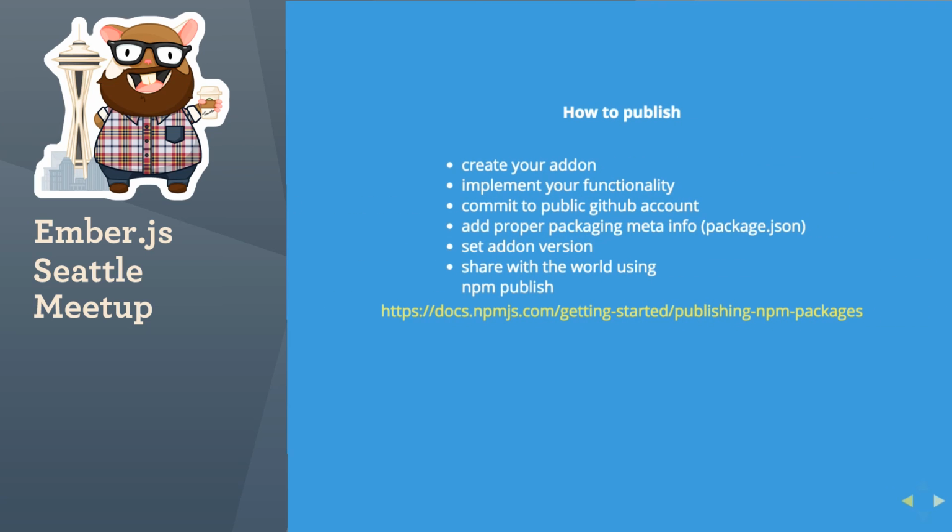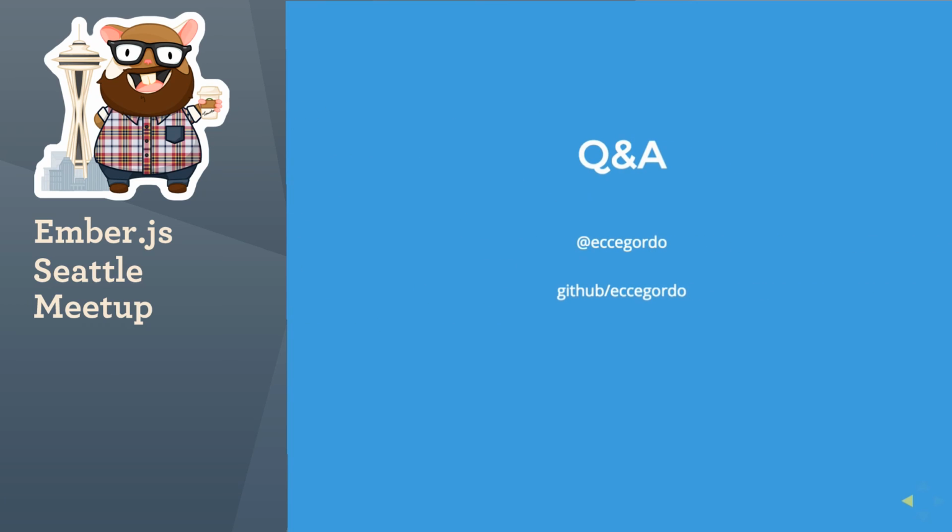How to publish. This is just a quick high-level thing. Basically, use npm publish. So you create your add-on, implement your functionality, commit to a public repo like GitHub, and add some packaging. This is done automatically when you generate the add-on: some metadata about version and add-on name and so on, a couple keywords. Set the version, try to follow semver, and then use npm publish. There's some documentation on how to do that and get published out to the world.